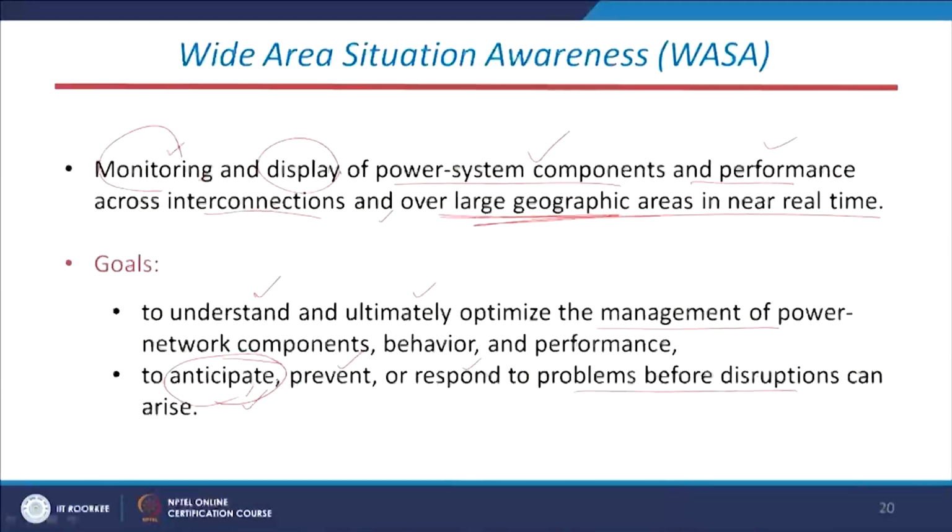So, if we had very good standards and very good equipment with the help of which we can monitor the system accurately, maybe we could check and prevent this type of major disturbance, or at least anticipate beforehand that it is going to happen. Then we can take some actions so that this kind of major disturbance does not happen again and again. That is the meaning of the wide area situation awareness system: it should anticipate, prevent and respond to problems before the disruptions can arise.